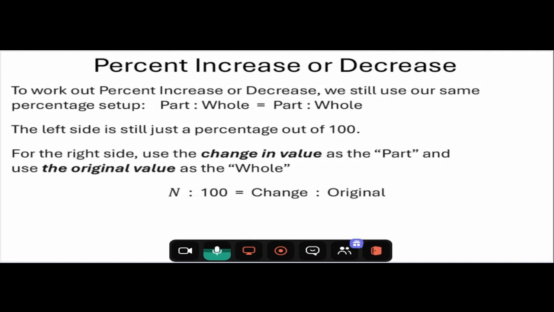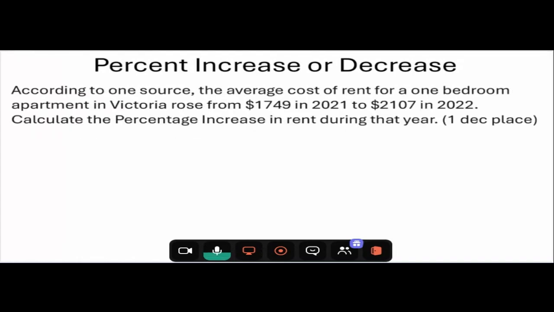The percent increase is this thing we're finding here, the n. N is to 100 as the change is to the original. So the part is the change in price or people or whatever it is you're measuring, and the whole is the starting amount, the original amount in the word problem. So here we go.